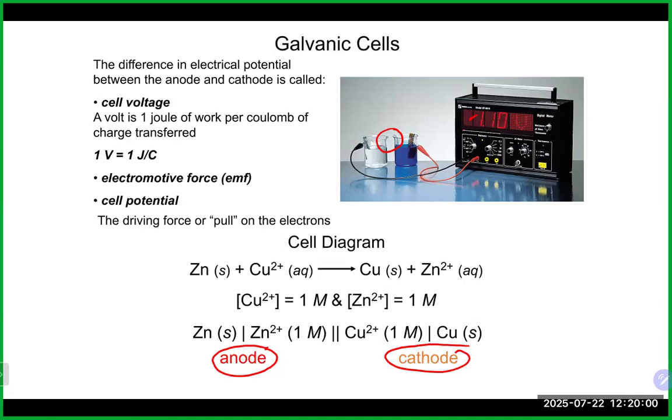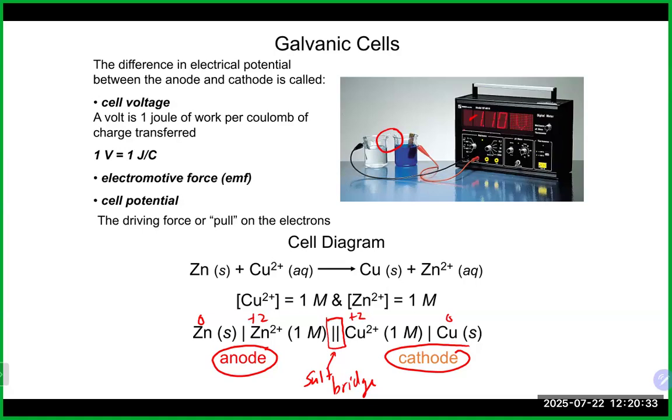This is the oxidation happening here, going from 0 to +2. This is the reduction happening here on the copper side, +2 to 0 in this particular case. The two lines here represent the salt bridge. The single lines are basically the difference in the compartment of the reaction that's occurring.